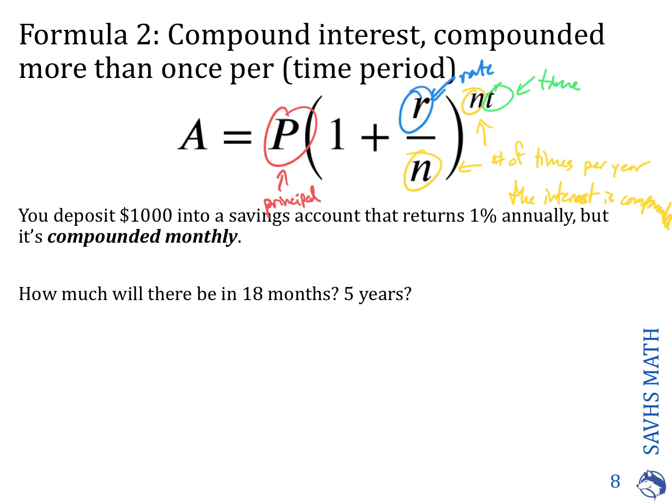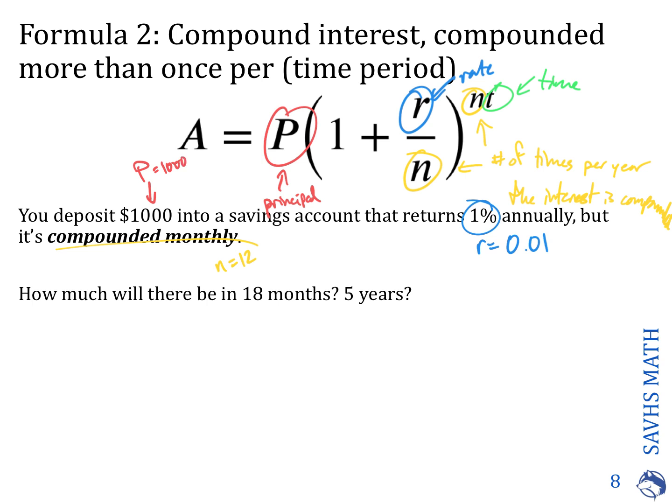This question is saying we deposit $1,000, again, same deal, into an account that returns 1% annually. So our R is 1 per 100, or 0.01. And then compounded monthly, well, there are 12 months in the year, so we're going to write N equals 12. Okay. And then we see, you deposit $1,000 into a savings account, so P is 1,000. And so then the question says, how much will there be in 18 months?